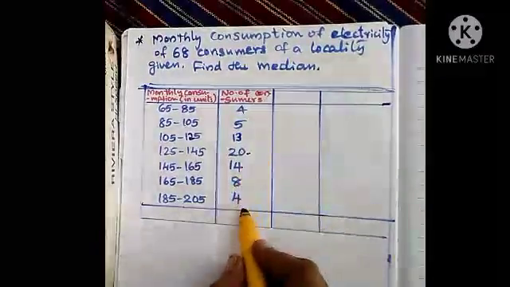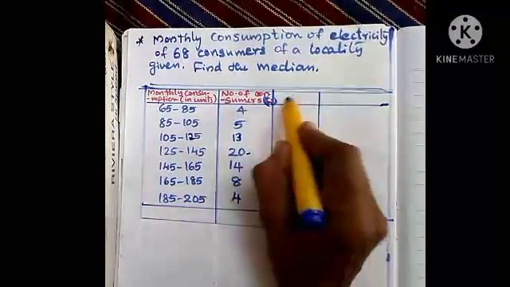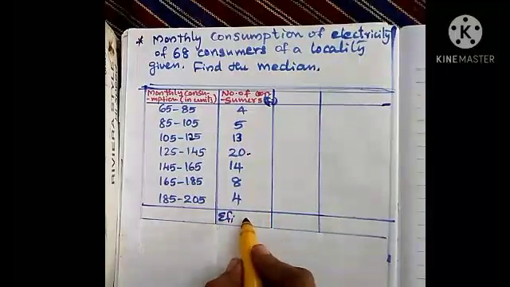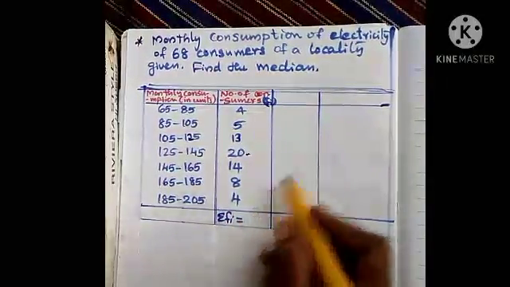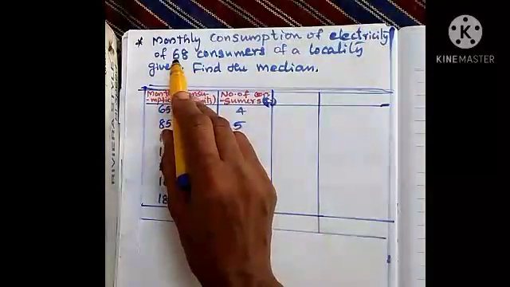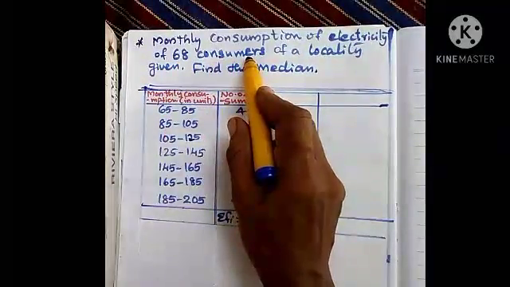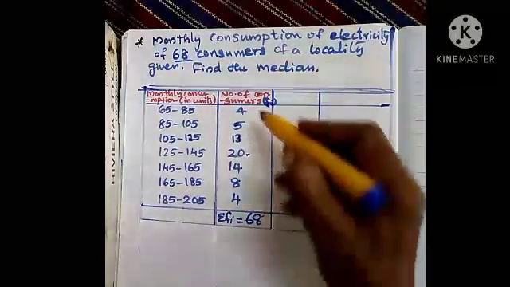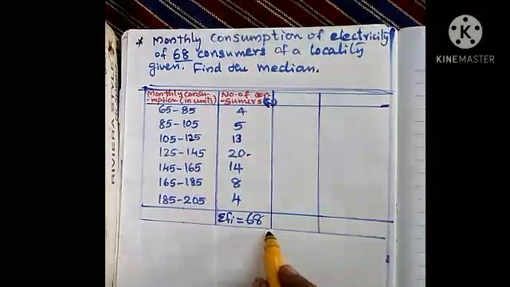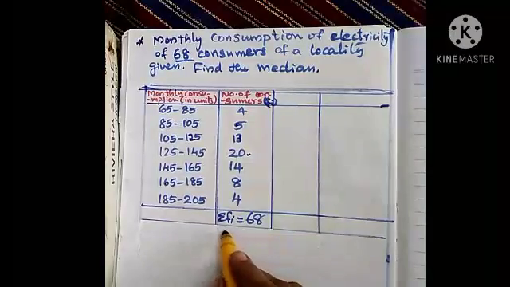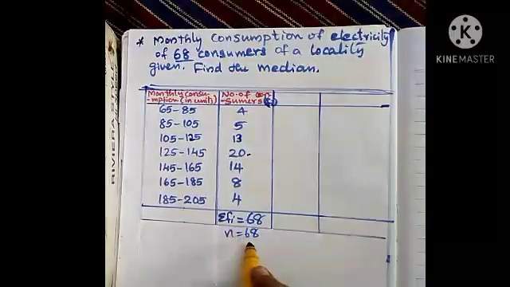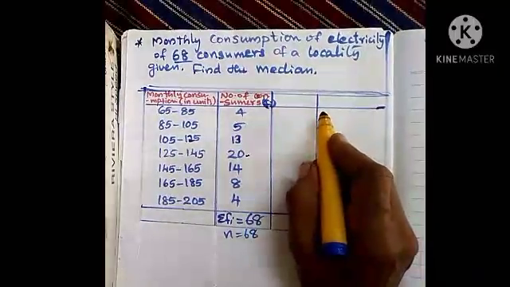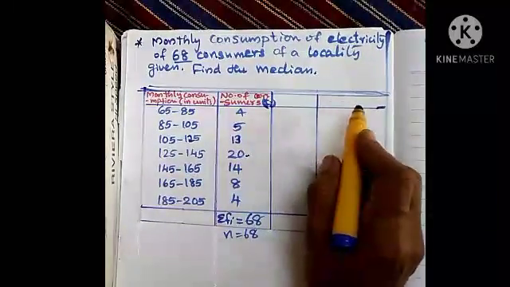What is sigma fi? Here fi is the frequency. It is given in the question: the electricity of 68 consumers. So we can say that sigma fi is 68. You can just add all these numbers and you will get 68. That is the value of n, or sigma fi. Understand? Now, the first step is to find the less than cumulative frequency.